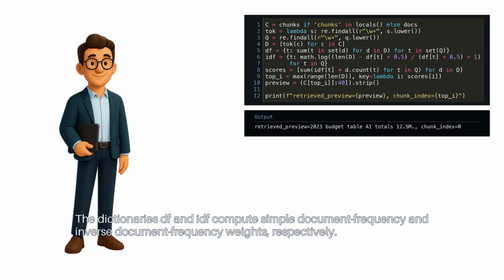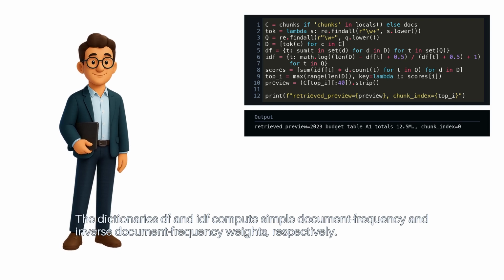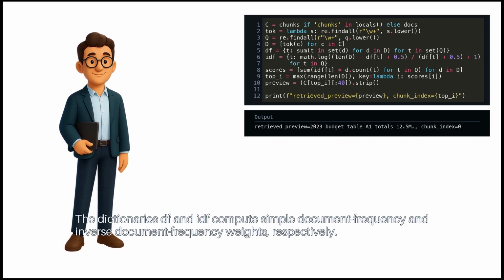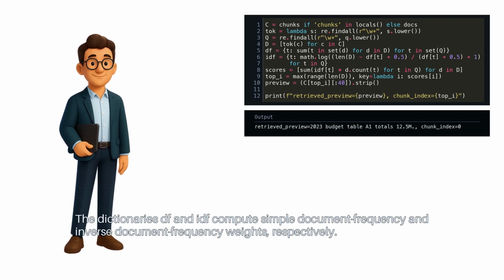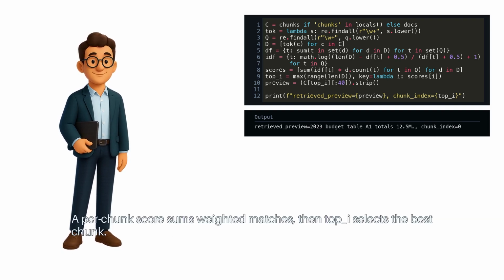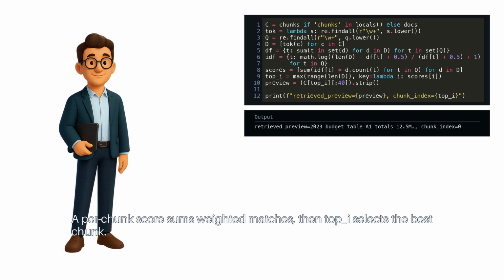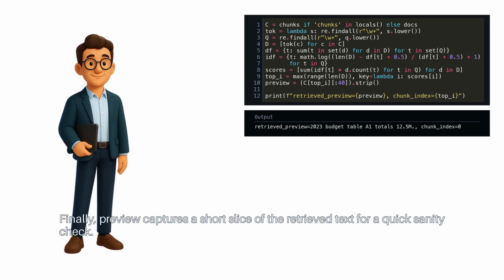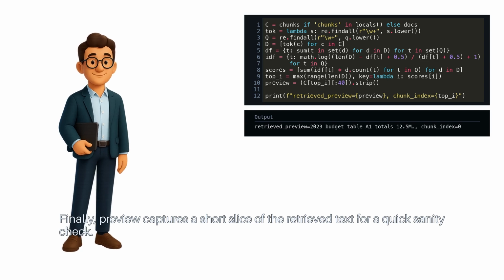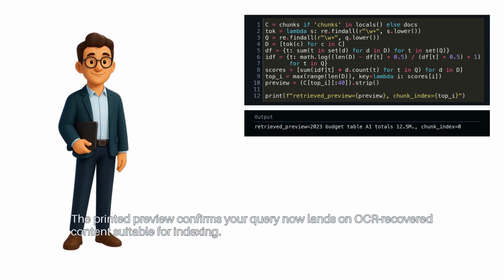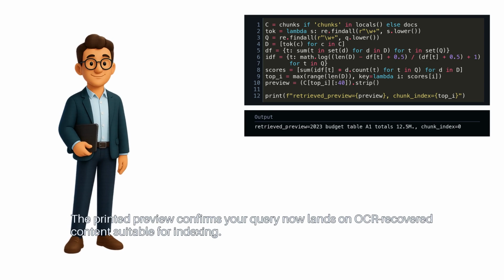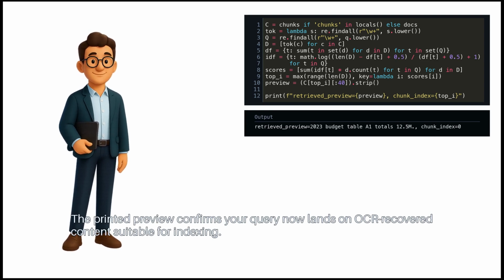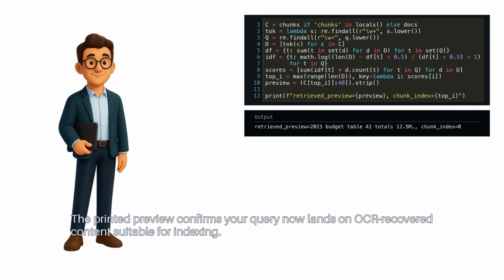The dictionaries DF and IDF compute simple document frequency and inverse document frequency weights, respectively. A per chunk score sums weighted matches, then top I selects the best chunk. Finally, preview captures a short slice of the retrieved text for a quick sanity check. The printed preview confirms your query now lands on OCR recovered content suitable for indexing.